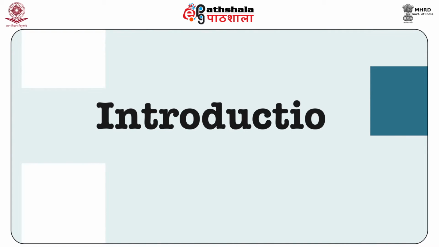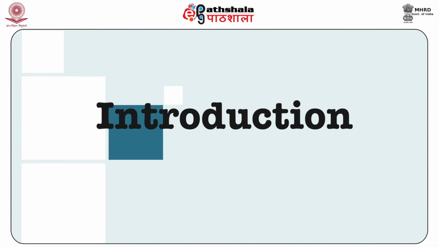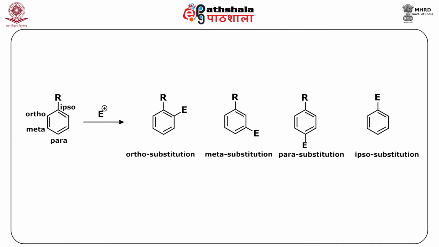Now students, let us introduce you to this topic. When substituted benzenes undergo electrophilic substitution reactions, then there are usually three possibilities, that is, the substitution may occur either at ortho, para or meta position to the original substituent attached to the benzene ring.